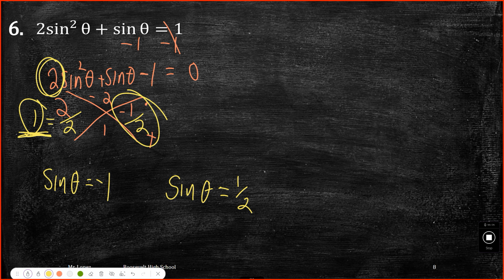Okay, so where's sine theta equal negative 1? Come on. On the unit circle, where's sine theta negative 1? 3 pi over 2 is correct. 3 pi over 2. And then where's sine theta equal to 1/2?